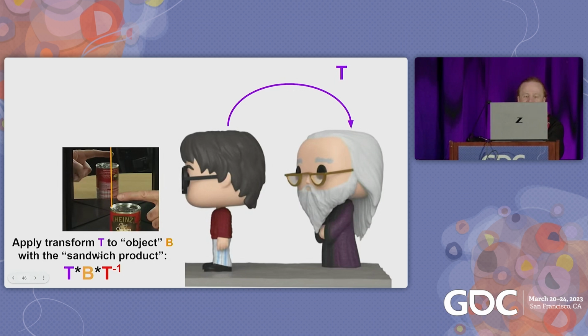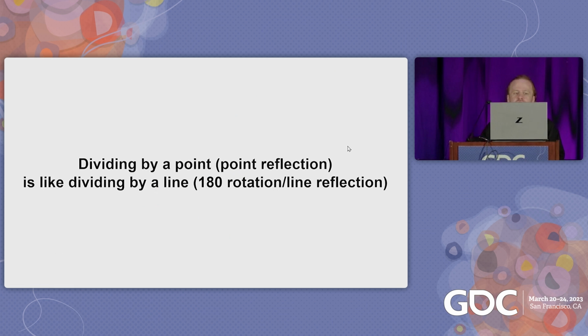This is called the sandwich product for obvious reasons. To apply a transform T to an object B, where all objects here are also transforms, a plane is always a transform, whether or not you use it to transform anything. You use the sandwich product, whether it's a point or a line or a plane, or indeed a dual quaternion. You can apply a dual quaternion to a dual quaternion this way, or a quaternion to a quaternion, whatever. Okay.